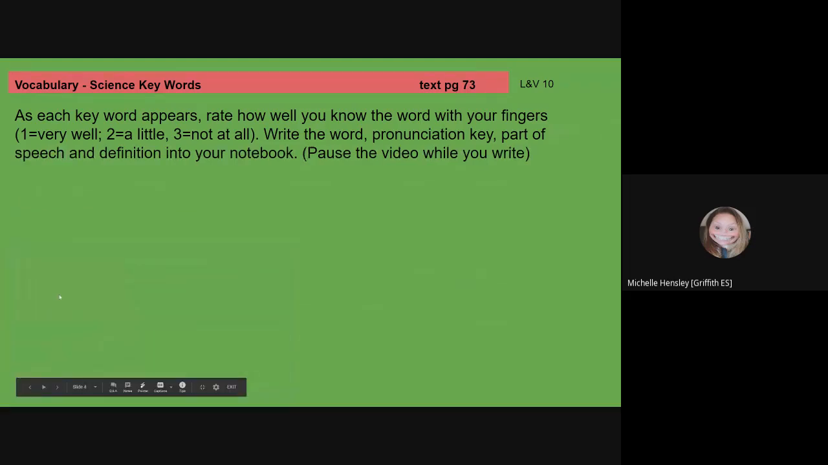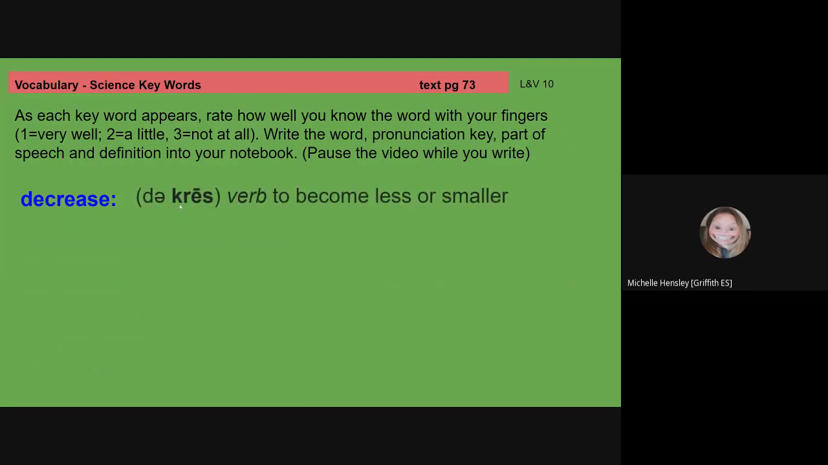Our next word up is decrease. Decrease, okay? Decrease, 2 syllables, decrease. You can see the E has the dash over the top, it's a long E sound. Decrease, crease has the emphasis, is a verb. That means it's an action word, and it means to become less or smaller. Okay? Decrease, verb, to become less or smaller.